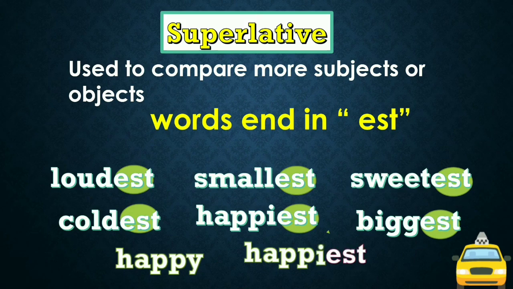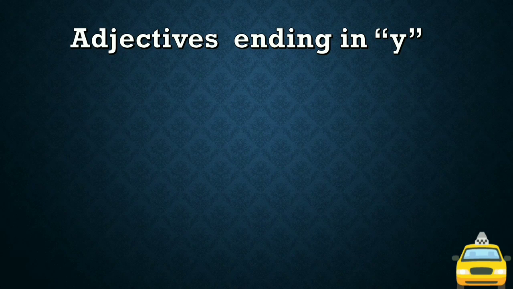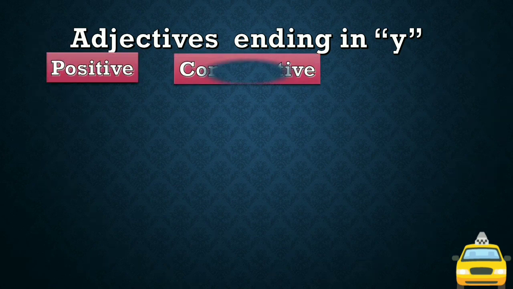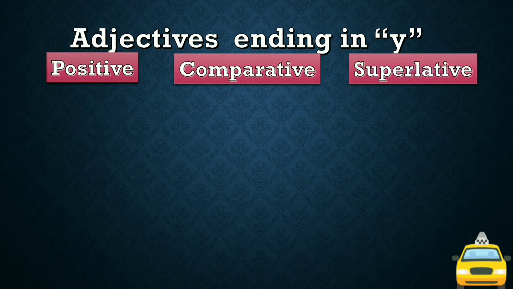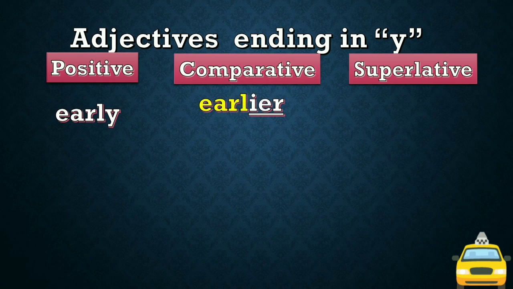Children, I have here examples of words ending in y. What happened? Omit the y and then change it into i. Let's study the adjectives ending in y. Positive, comparative, and superlative. Early. The y is omitted and changed into i and becomes earlier. Add er. And then the superlative: earliest.